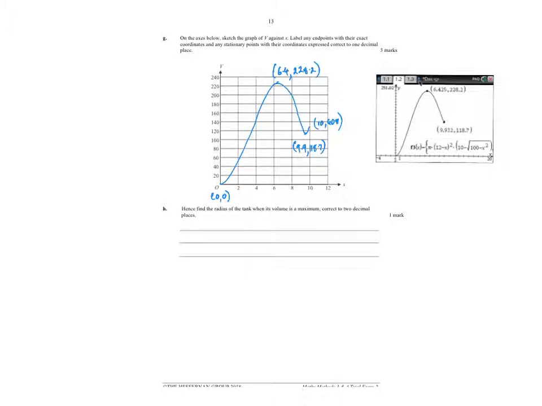On the axis below, sketch the graph of V against S. Label any endpoints and stationary points with their coordinates to one decimal place. Okay, no excuse for not getting that one. Hence, find the radius of the tank when the volume is at a maximum.